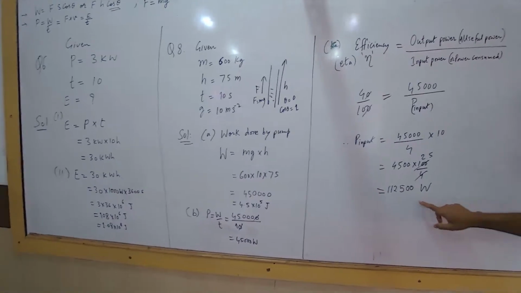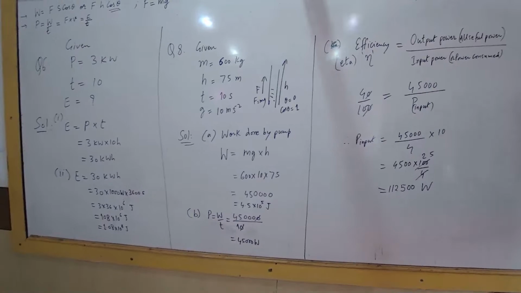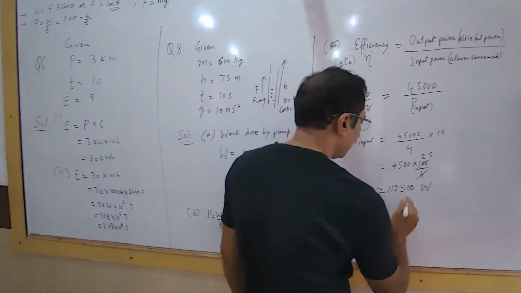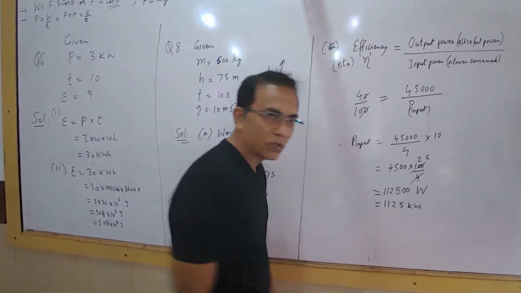So is this the answer? What is the answer? So this will be in kilowatt, 112.5 kilowatt, dividing by 1000.